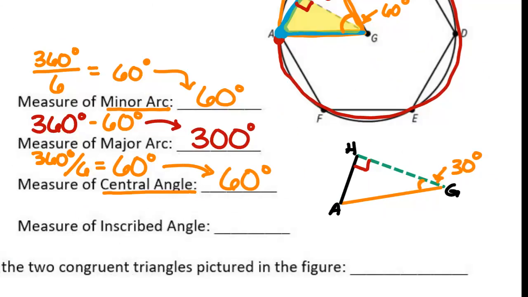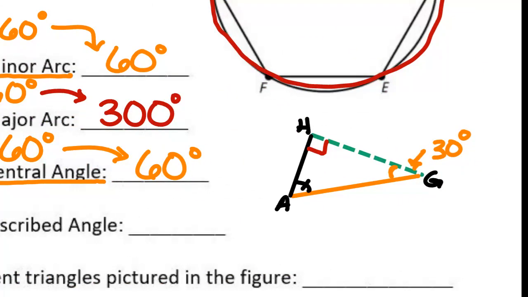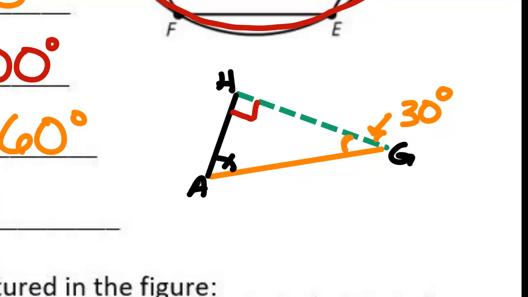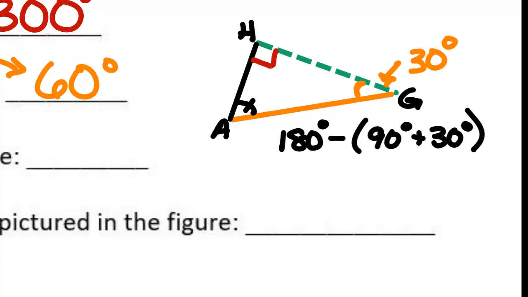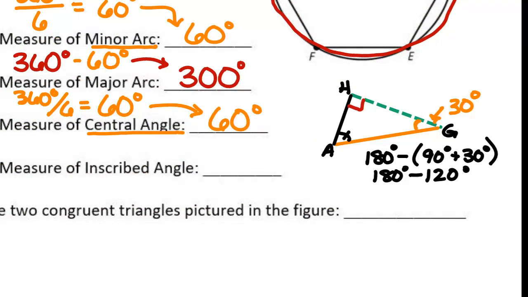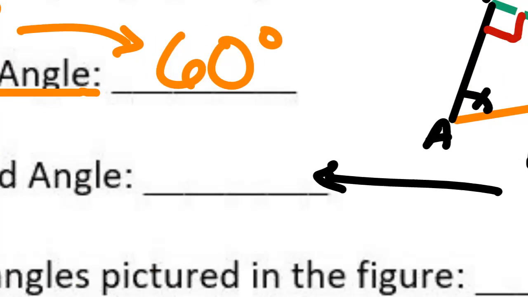So if I want to find the measurement of this angle right here, I'm going to do 180 minus, and then I'm going to add those other two angles together, the 90-degree angle and the 30-degree angle. So I would have 180 minus 120. What is 180 minus 120? 60.